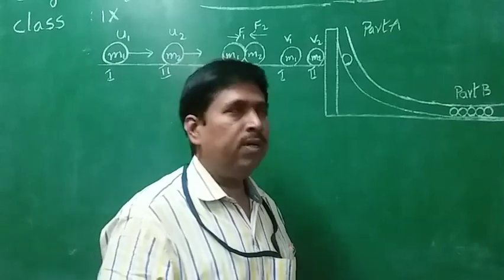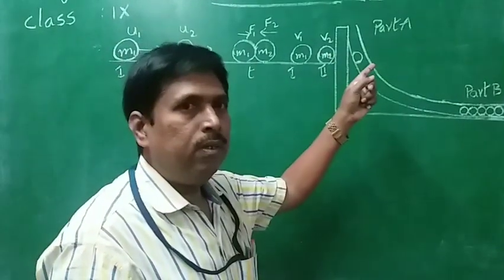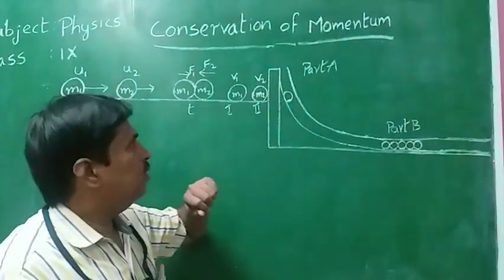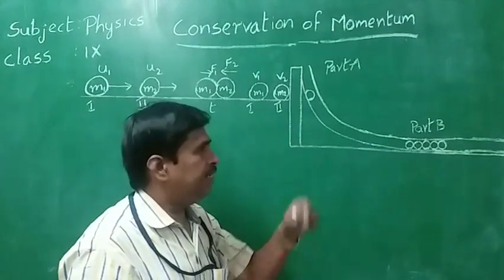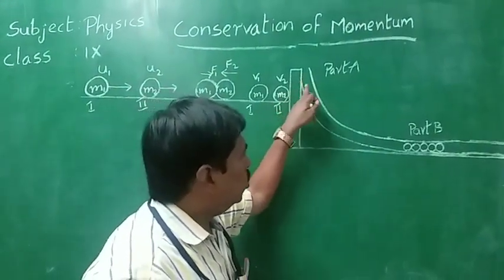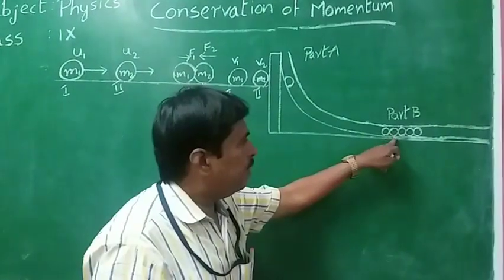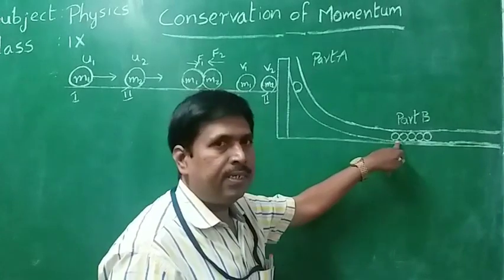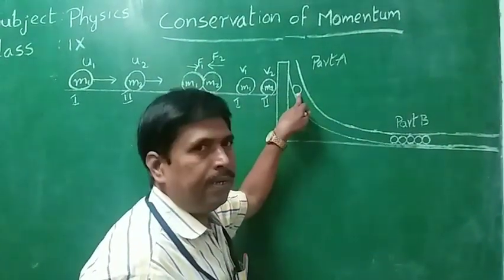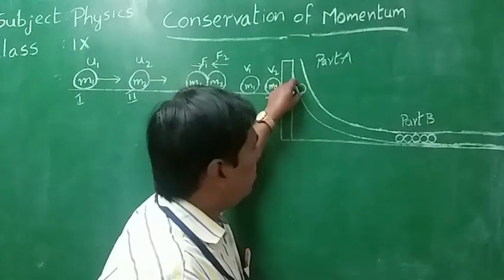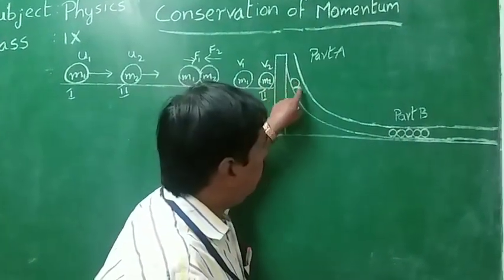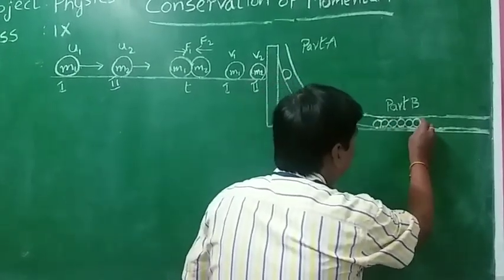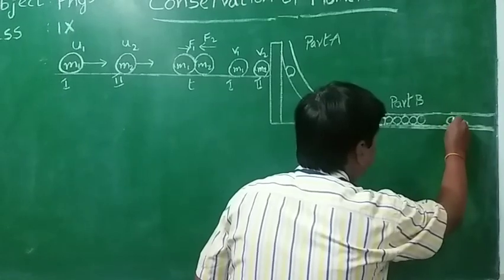Today we are going to learn about the conservation of momentum. Conservation is nothing but protecting or preserving the momentum. In this activity, we are taking a U-shaped tube whose bottom is horizontal. In part B you place 5 marbles, and at part A you place 1 marble. Whenever you leave the first marble, this 1 marble will go and touch the other marbles, and the 1 marble at the corner gets displaced.